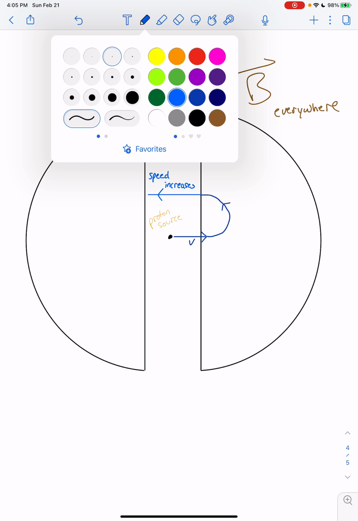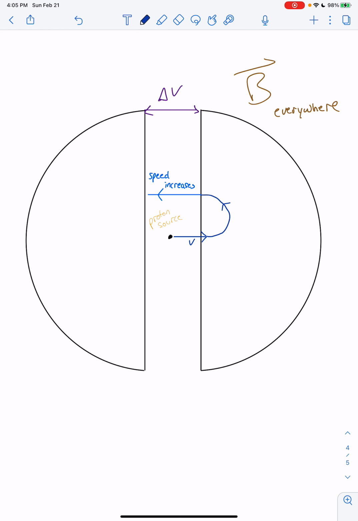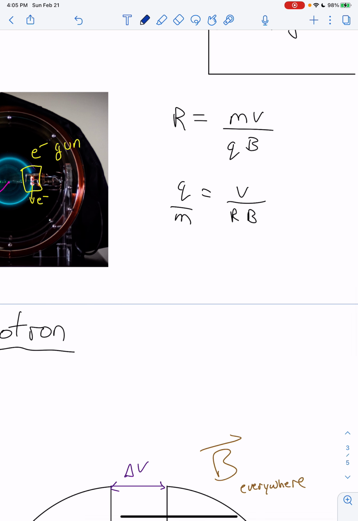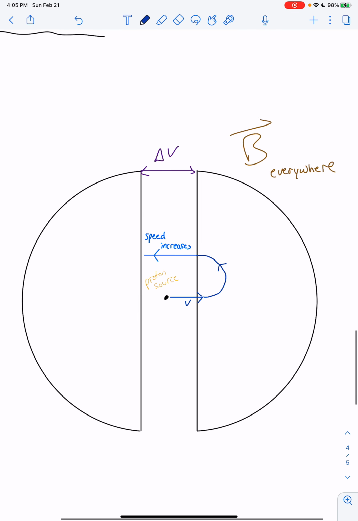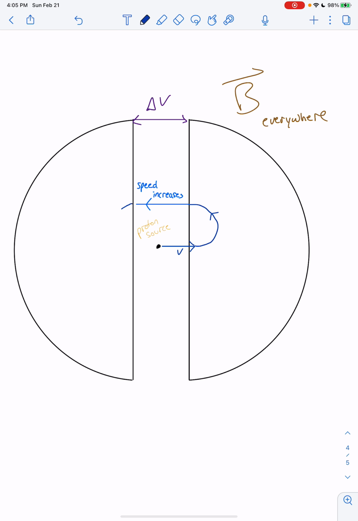And so what happens when the speed increases? Well, when it's got a higher velocity, our radius is going to be bigger. So that means that it's going to curve around a larger curve, and then it's going to re-enter this potential difference. Now, if that was the same, it would actually then slow it down. So what we're going to have to do is flip our potential difference for each crossing.